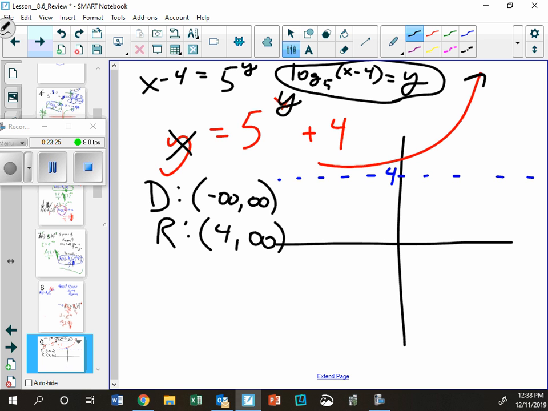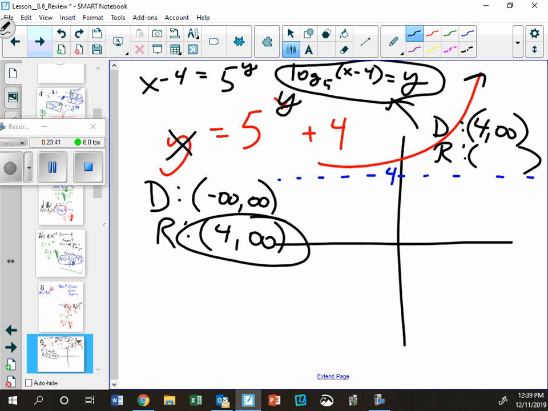Should I go graph it and find its domain and range? No, that would be dumb. You take the original domain and range we had and reverse them. This is the inverse, and its domain would be the range. So 4 to infinity. And its range would be the domain, which was all reals. The big R also means all real numbers. I'll accept that instead of negative infinity to positive infinity. Okay, there's that.